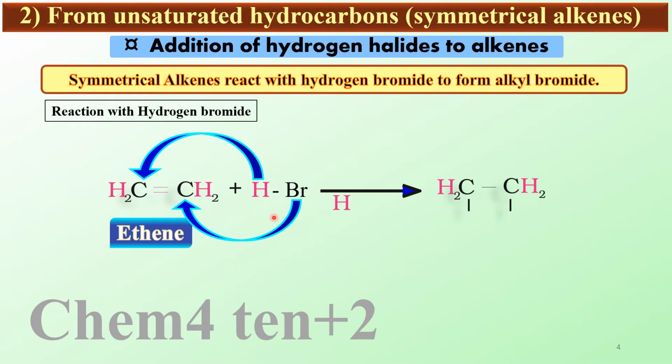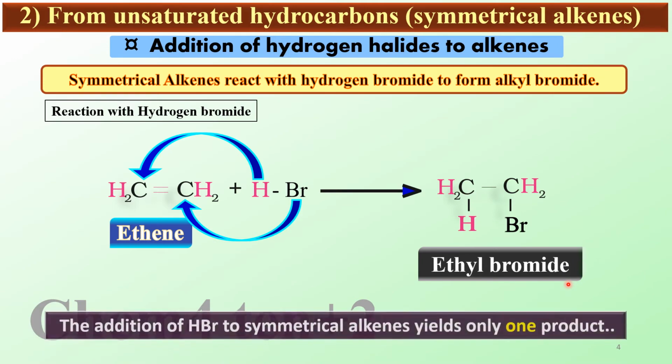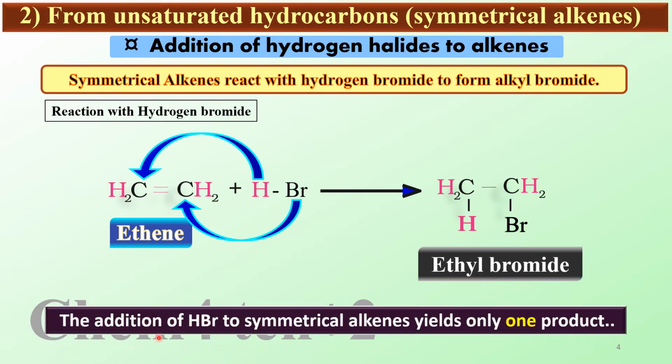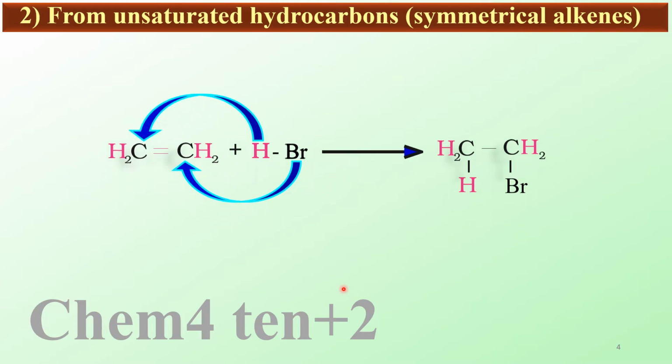As we can see here, hydrogen moving to the first carbon atom and Br moving to the second carbon atom forms ethyl bromide. Addition of hydrogen bromide to symmetrical alkenes yields only one product. The second way we are going to see here, the product obtained is one and the same thing.